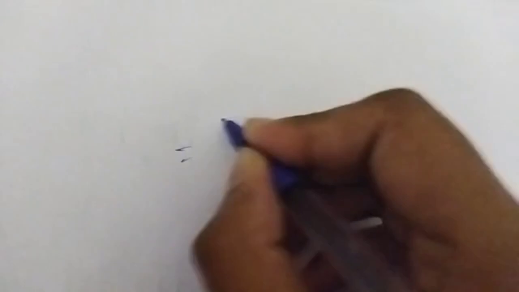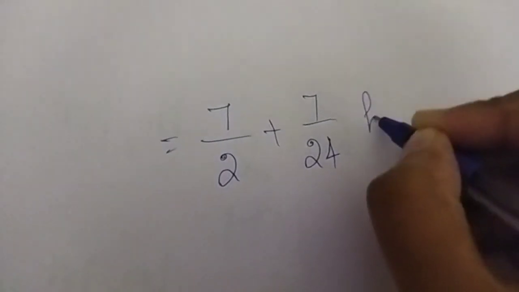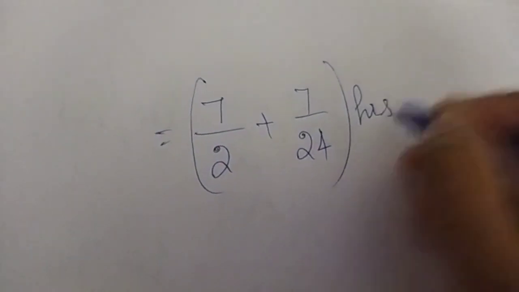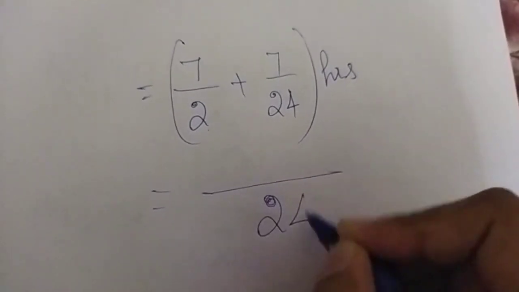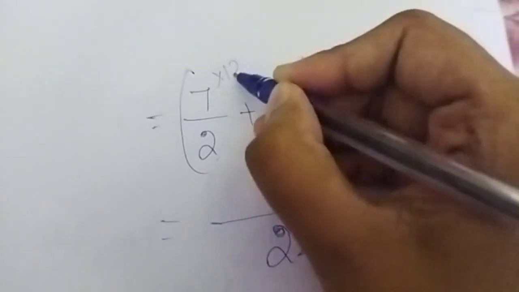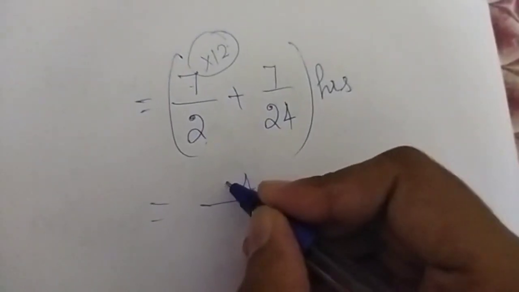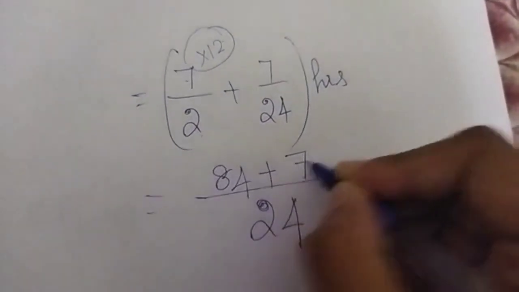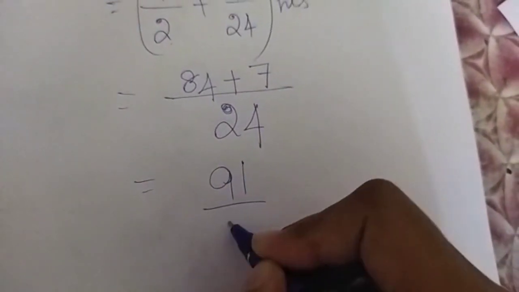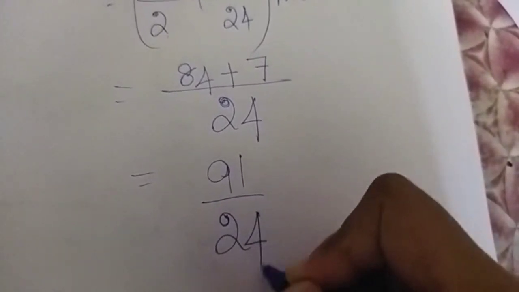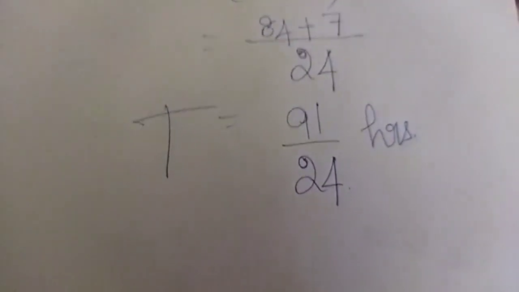So we get 7 by 2 plus 7 by 24 hours. If I take the LCM, 2 is a factor of 24, so 24 is the LCM. So 7 12s are 84, plus 7 by 24. This is 91 by 24. 91 by 24 hours. So time is equal to 91 by 24 hours.